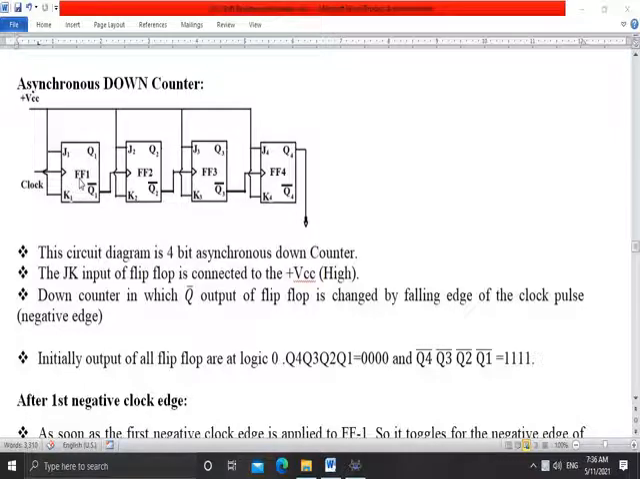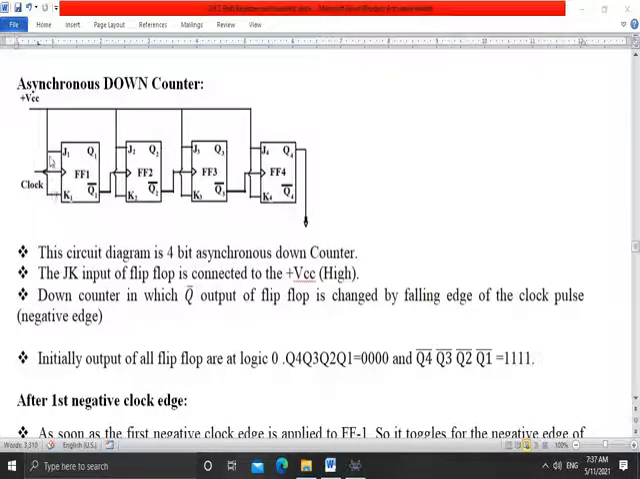For storing 1 bit we require 1 flip-flop, so for 4 bits we require 4 flip-flops. We give the names flip-flop 1, flip-flop 2, flip-flop 3 and flip-flop 4. For flip-flop 1 we name the inputs J1 K1 and the outputs Q1 and Q1 bar. Similarly for flip-flop 2 we name the inputs J2 K2 and the outputs Q2 and Q2 bar. Likewise for flip-flop 3 and flip-flop 4.